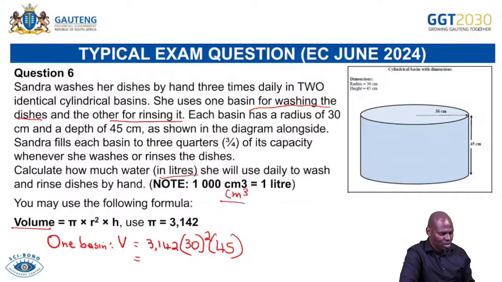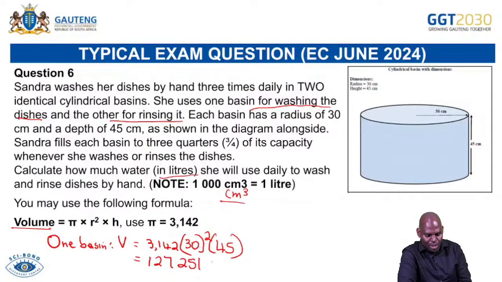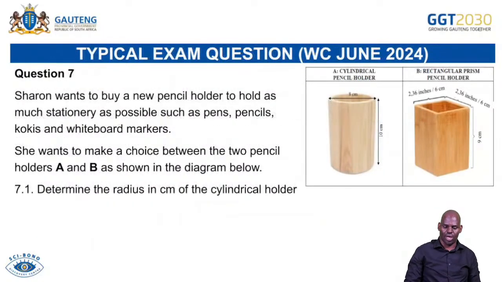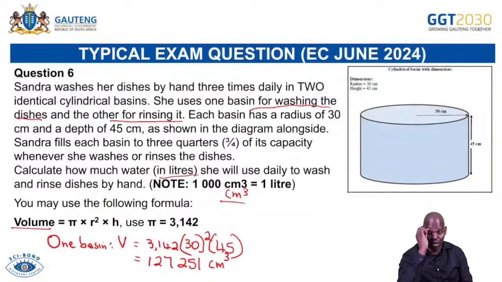3,142 open bracket, okay, and then square it times 45, and then times 3,142. I'm getting 127,251. Okay, 251, and then this will be centimeter cubed. Sorry, then it means for one basin, the volume there is 127,251 centimeter cubed. Right, then I need to convert this to liters.